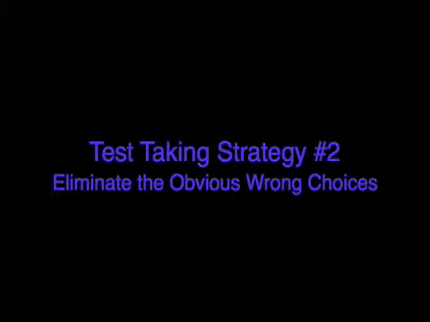Strategy number 2, eliminate the obvious wrong choices. Then guess what you think is the correct choice. There is no penalty for guessing. This is particularly helpful when you have forgotten how to solve a problem, but you have a general idea of the approximate answer. Here's an example.